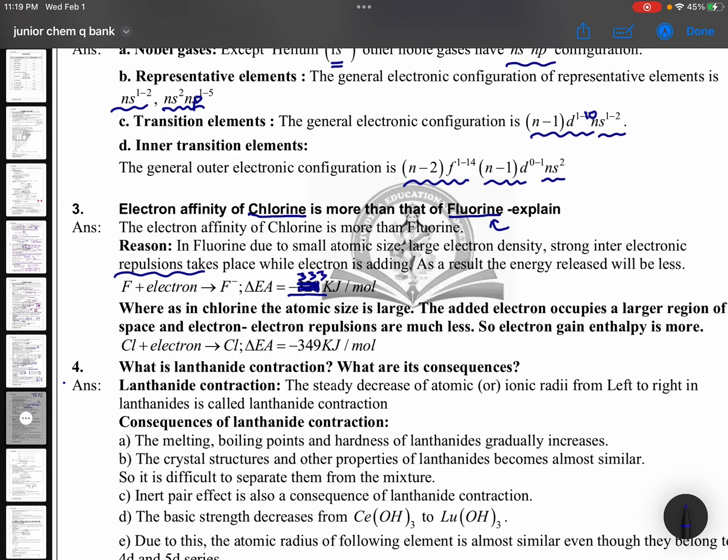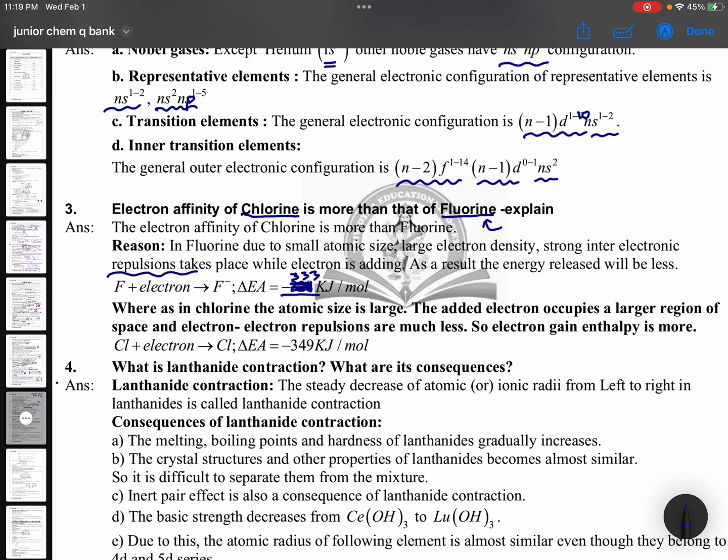Whereas in chlorine, the atomic size is large. The added electron occupies a larger region of space, and electron repulsions are much less. So electron gain enthalpy is more. Chlorine plus electron gives rise to Cl minus. Here electron affinity is minus 349 kilojoules per mole. Don't use your mathematics. Minus means released. 333, 349, just to see the magnitude.